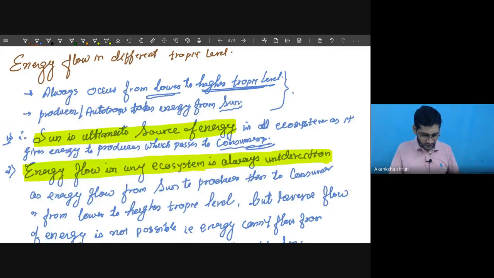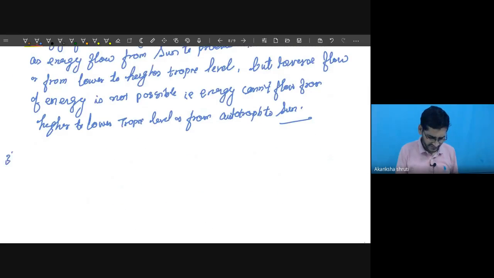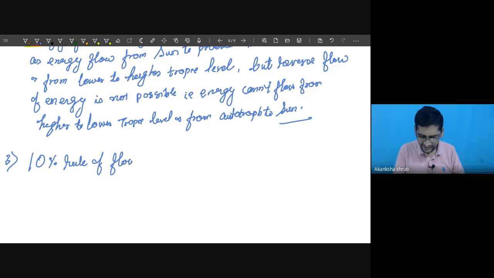The third and important point is that while transferring energy from the lower trophic level to the higher trophic level, only 10% of energy will pass. So write down the third point. It is called the 10% rule. So write this first: 10% rule of flow of energy.